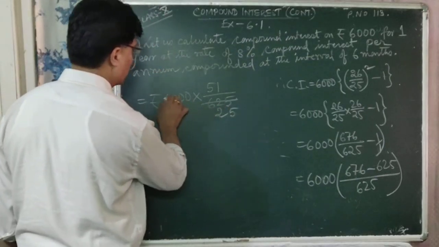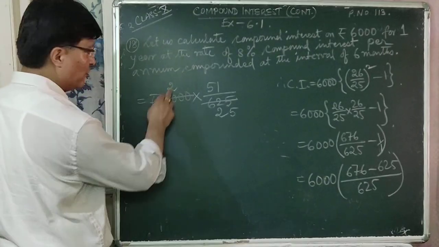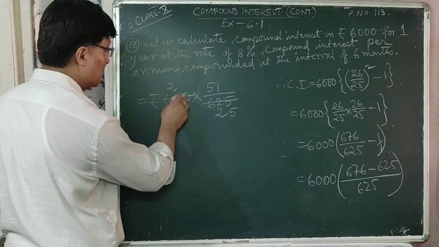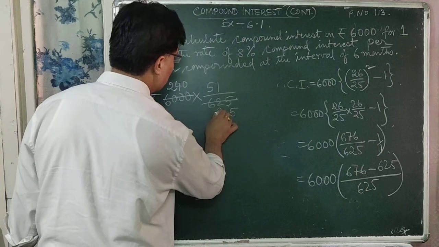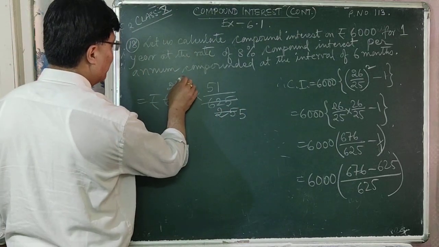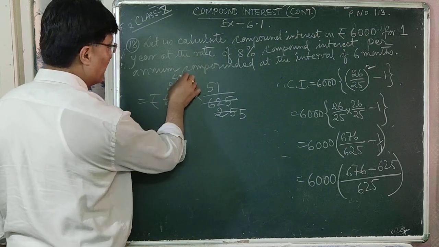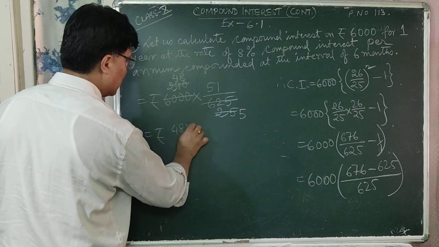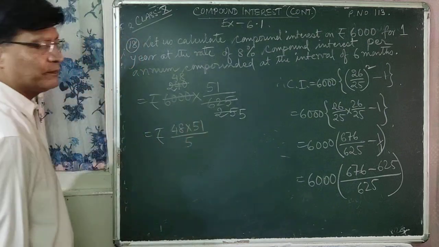25 5s are 125. 25 4s are 100, then 0. Again you can cancel it by 5. 5 5s are 25. 5 4s are 20. 5 8s are 40. Is equal to rupees 48 into 51 divided by 5.